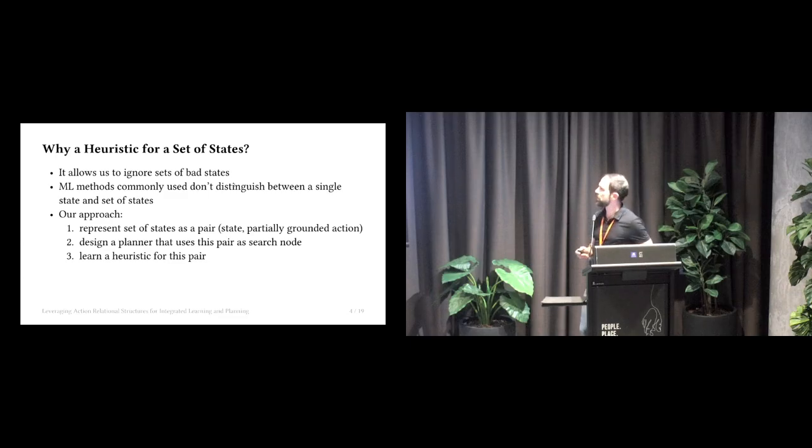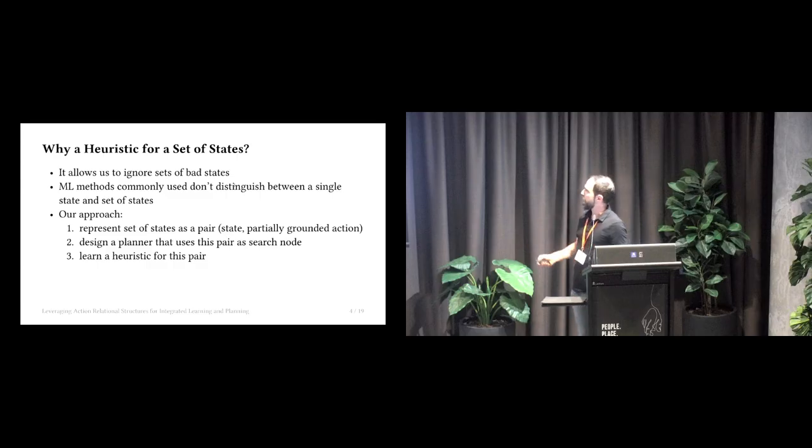So what we're going to do here is represent states in our search as a pair: our regular state and a partially grounded action. Then we need to design a planner that's going to do the search on that space. And then, as I said, we need to learn a heuristic for it. That's the outline for the rest of my talk. I'm going to show how we did each one of these 3 steps.